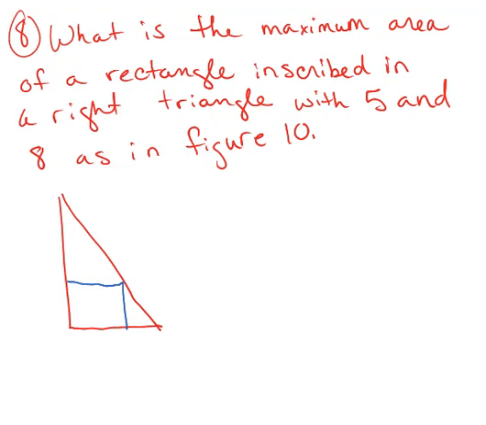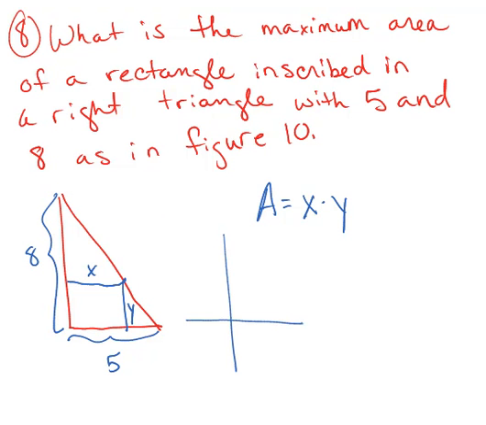I drew that picture kind of in the opposite direction, but I think they're saying that this whole length right here is 5, and that this whole length right here is 8. So you know the formula for the area of a rectangle is length times width, or x times y, if you think of this as your x and this as your y. And so what you would like is a way to describe this length right here, y.